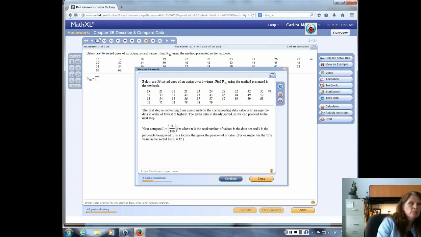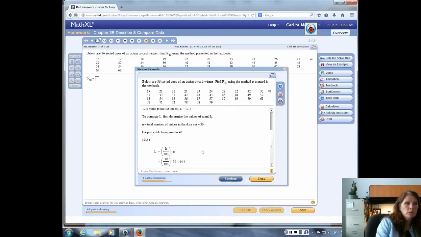L is going to be K divided by 100 times N, where N is the total number of values, and K is the percentile being used. So in this case, we have a total of 36 values, and the percentile for this problem was the 40th percentile. If we plug into that, we find our number was 14.4. So they told us that L was 14.4 when we solve it.